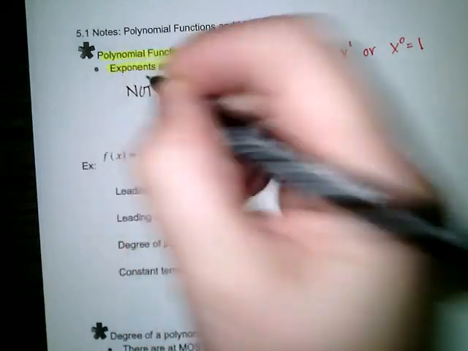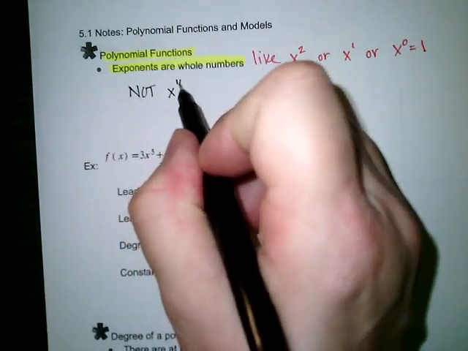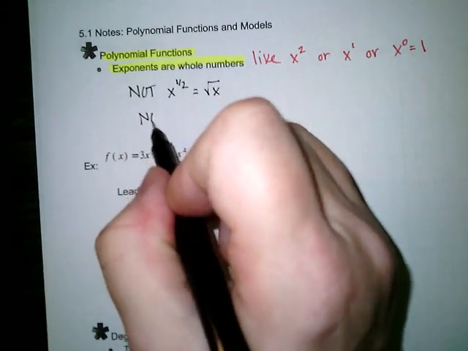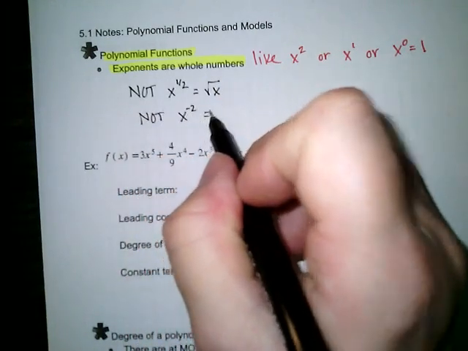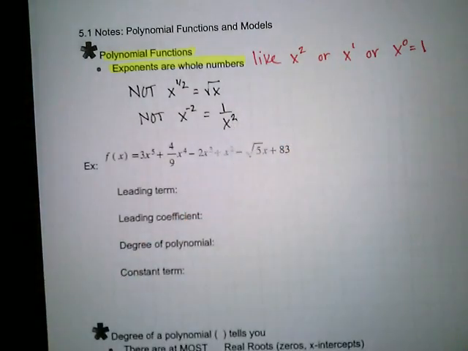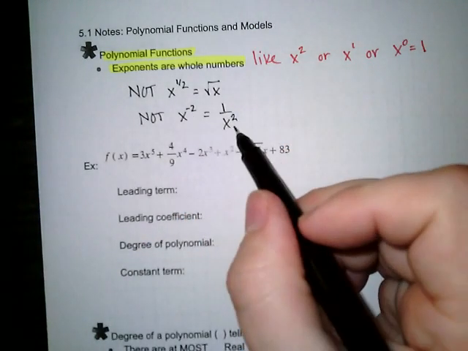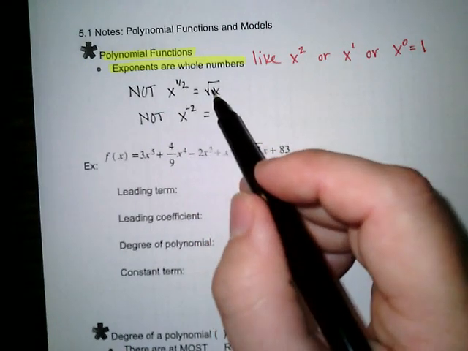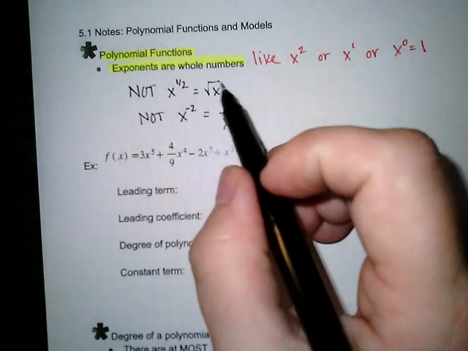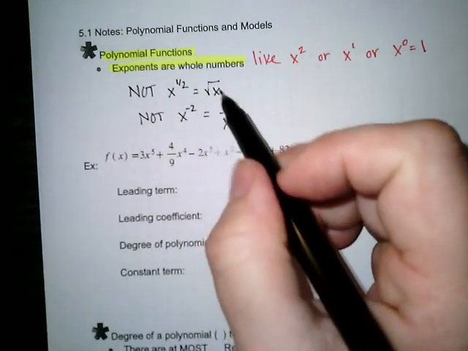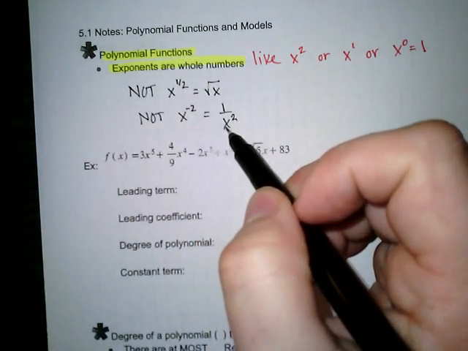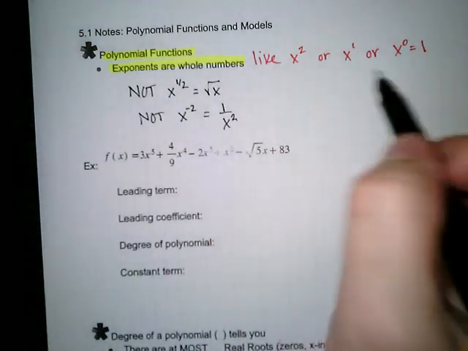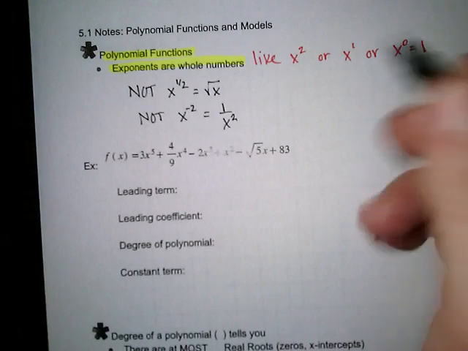What it cannot be is things like x to the 1/2, which is square root of x. It cannot have negative exponents, which would be like 1 over x squared. Since it can't have negative exponents, you can't have variables in the denominator. And since it can't have fractional exponents, you can't have variables in the radicals. So these are our two big domain restrictions. Since we can't have either of those things, polynomial functions are really nice because they don't have domain restrictions.